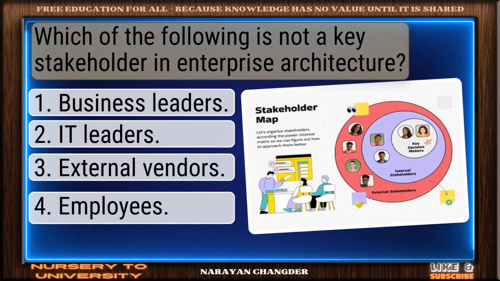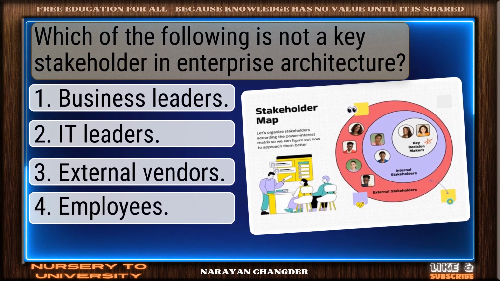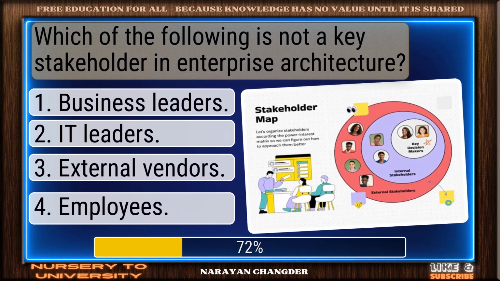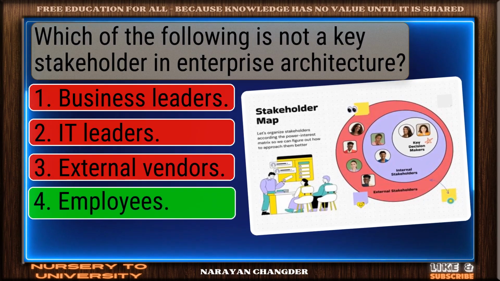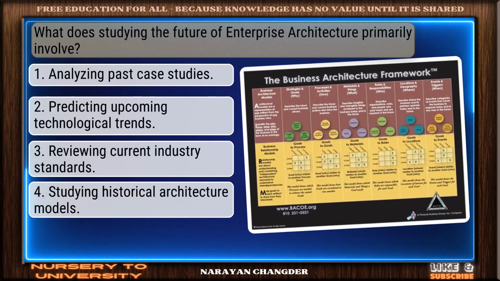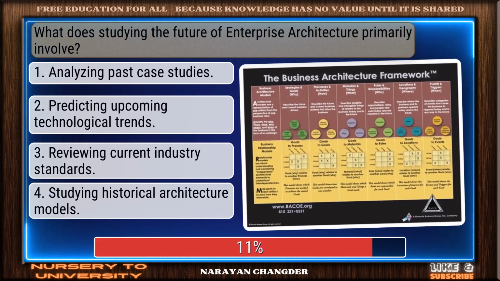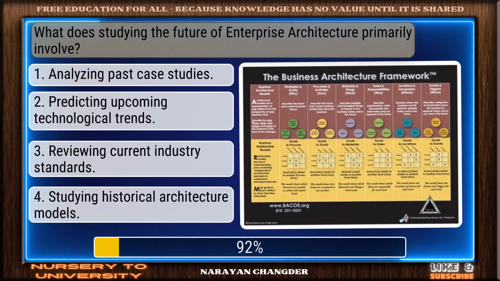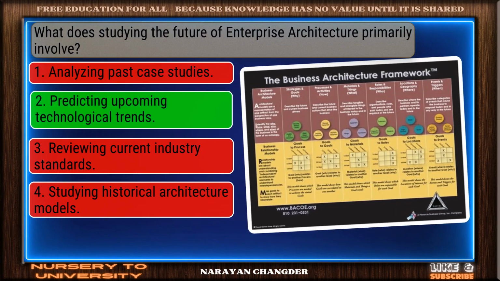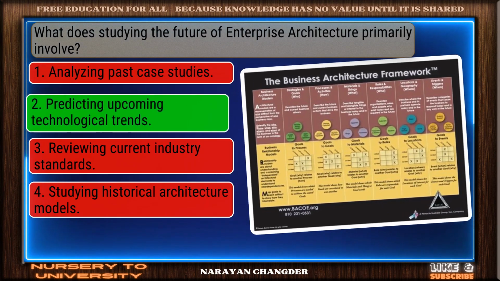Question number 15. Which of the following is not a key stakeholder in enterprise architecture? Exactly. Employees make sense and it is the right choice. Question number 16. What does studying the future of enterprise architecture primarily involve? Nice work. You chose predicting upcoming technological trends, and it is correct.